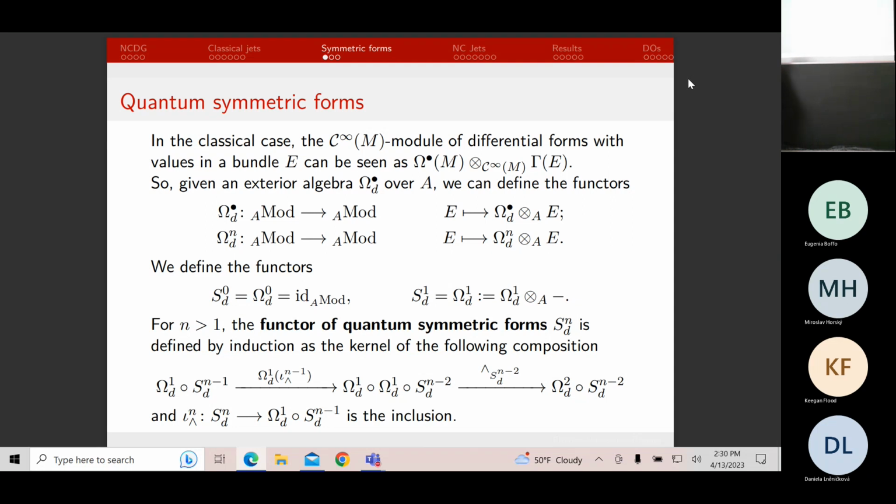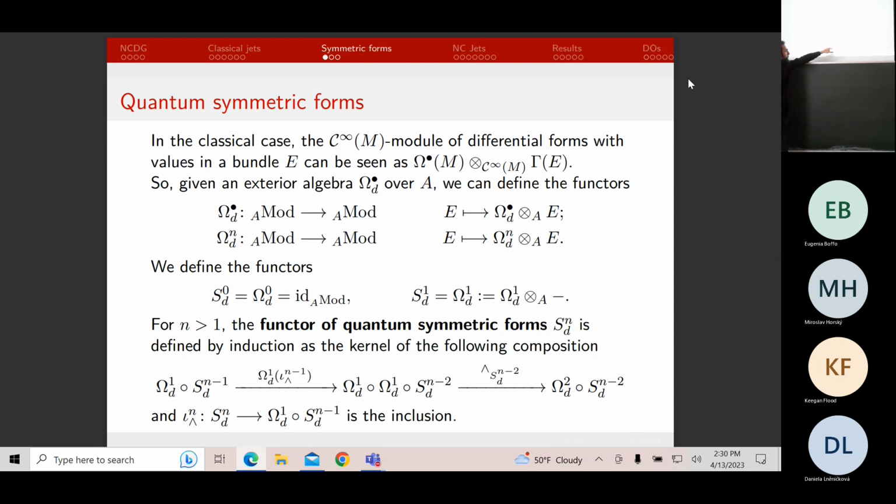And now we define S^n by induction, starting from the information of S^(n-1), and we see S^n inside of Ω^1 ⊗ S^(n-1). So the way we need to interpret this inclusion map, first of all, is that we are essentially forgetting the symmetry in the first position. So classically we're mapping a symmetric tensor into a one-form with values in S^(n-1), symmetric forms of degree n-1. So we're forgetting the symmetry between the first two positions.